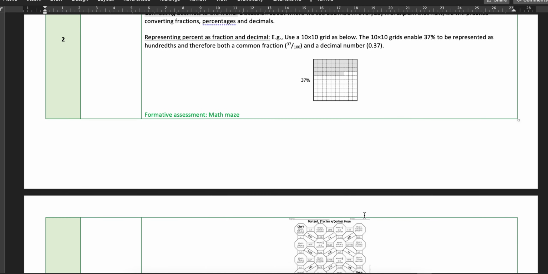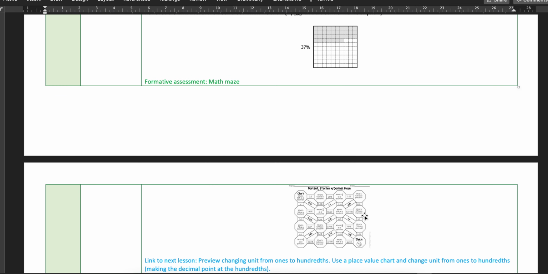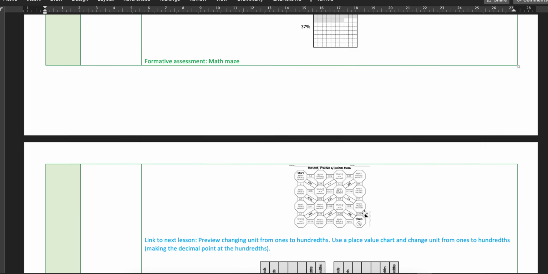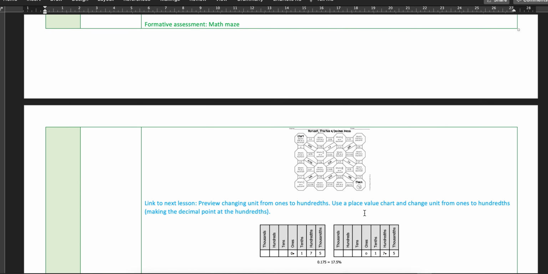My formative assessment for this lesson will be a math maze where students have to apply that knowledge of converting percents, fractions and decimals to complete the maze. And I'm going to make a link to the next lesson by just previewing changing the unit from ones to hundreds, because that's what we need to do. That's our next step towards being able to calculate percentages.